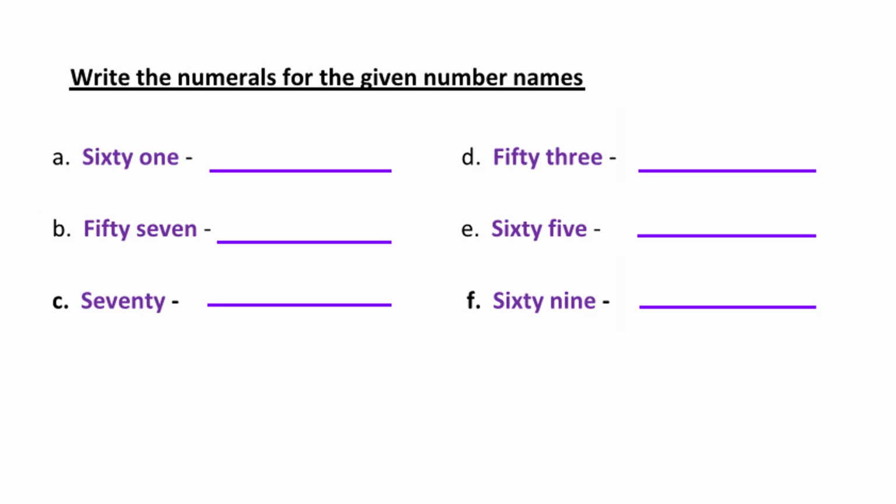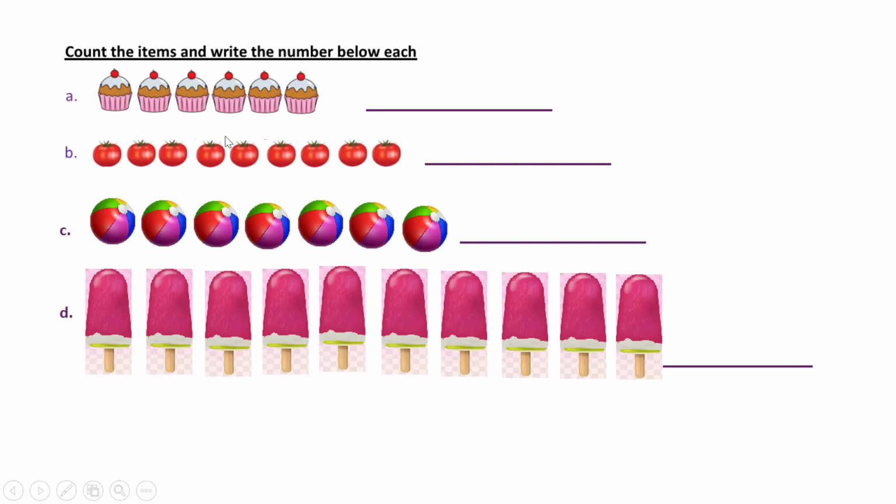Now, let me see, can you read the number names and will you be able to tell the numbers? Say with me, 61. 57. What is this number? 70. And what about this one? Can you read it? Read with me. 53. This one? Come on, try reading it. 65. What's this number? 69. Wow.